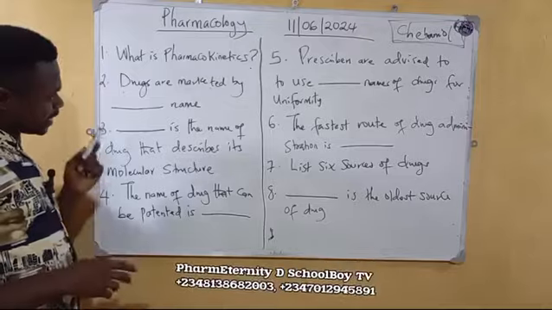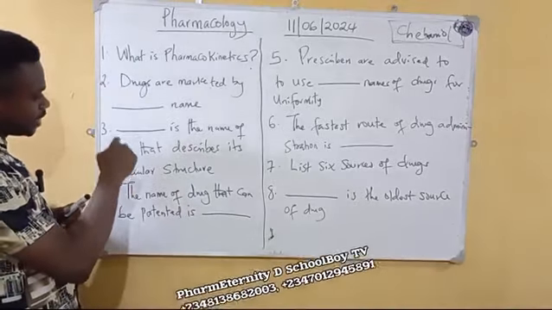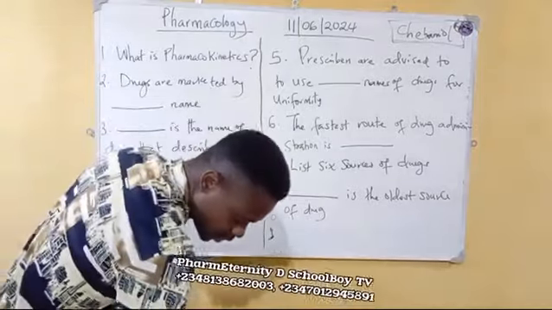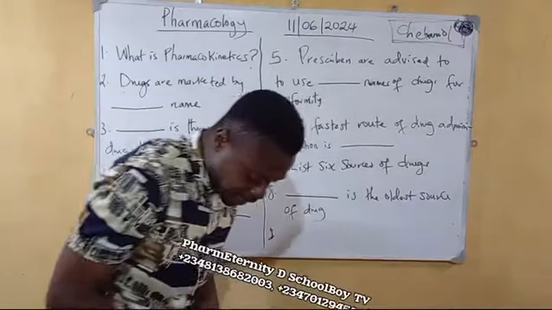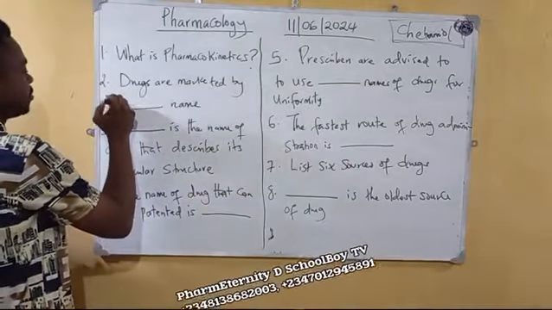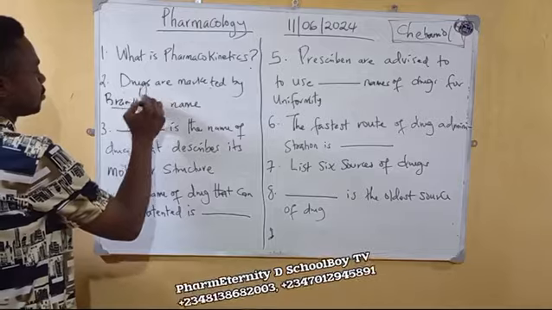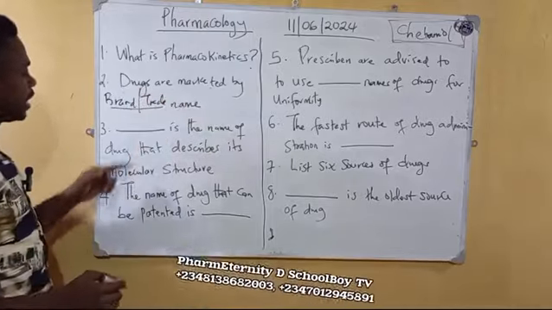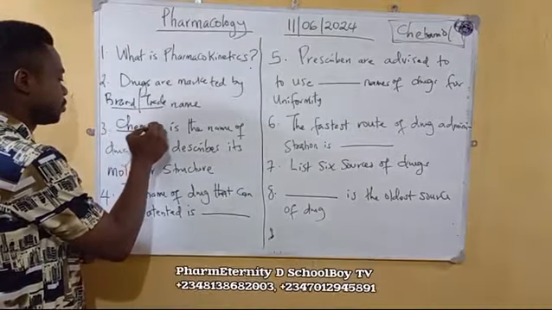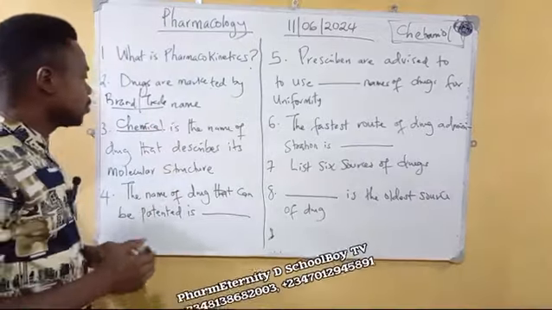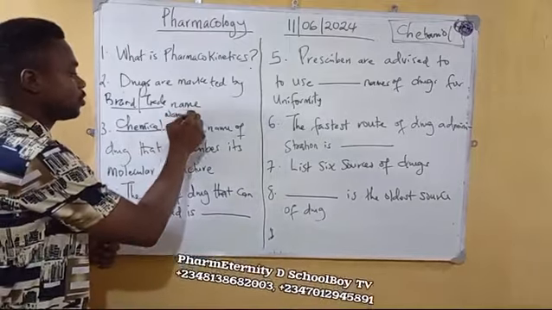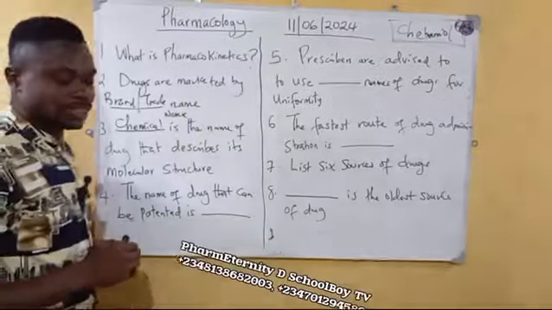Number 3 says, dash is the name of drug that describes its molecular structure. That describes its molecular structure. This one is brand name or trade name? The one that describes its molecular structure, this one is the chemical name. The chemical name of a drug describes its molecular structure.